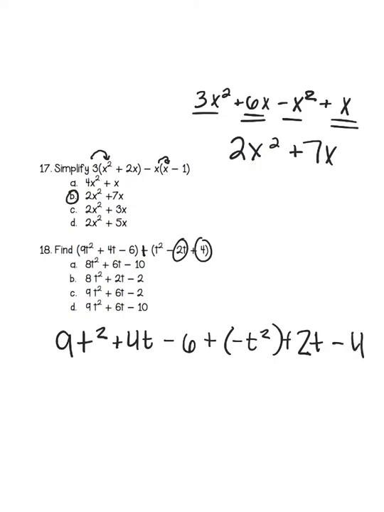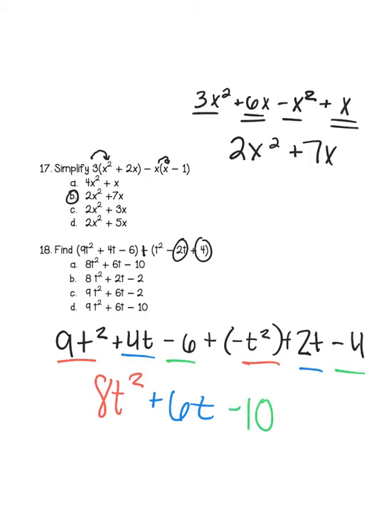So now I'll combine my like terms. Here in red, it's our t squared, so 9t squared plus -t squared is 8t squared. And then I've got 4t and 2t, so 4t plus 2t is 6t, so plus 6t. And then I've got minus 6 plus -4, so a -6 plus a -4 is a -10, so that's minus 10. So that will give us an answer of A.